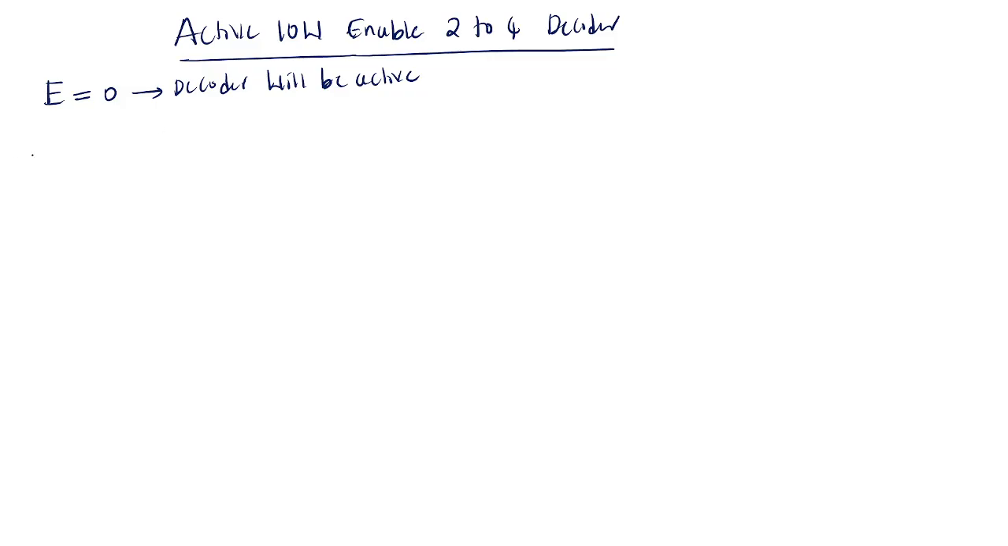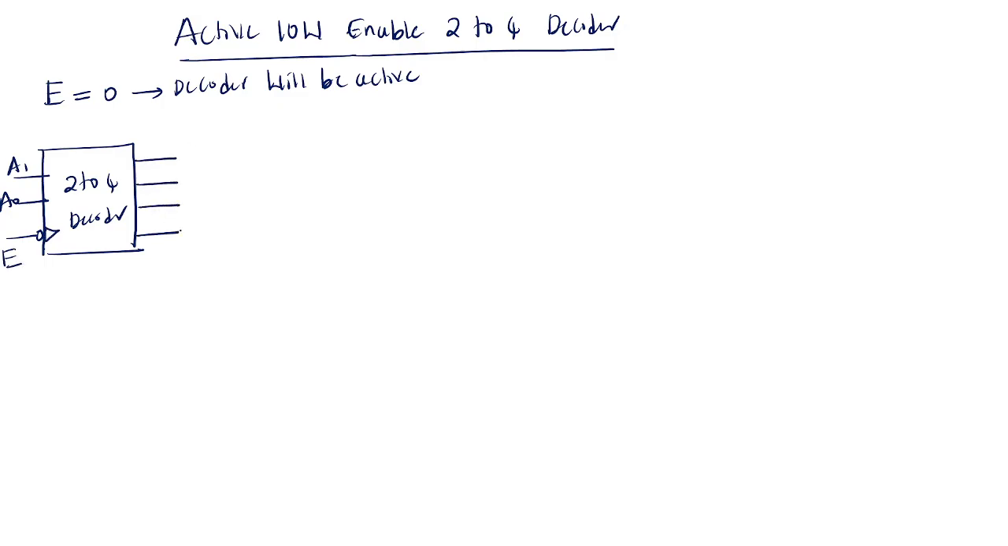If you see the block diagram of the 2 to 4 decoder, two inputs are there, A1 and A0, and enable is given through the bubble, and four outputs Y3, Y2, Y1, and Y0. Okay.